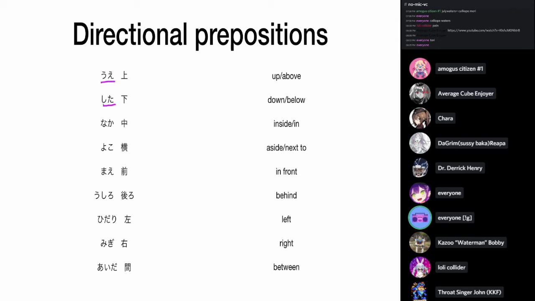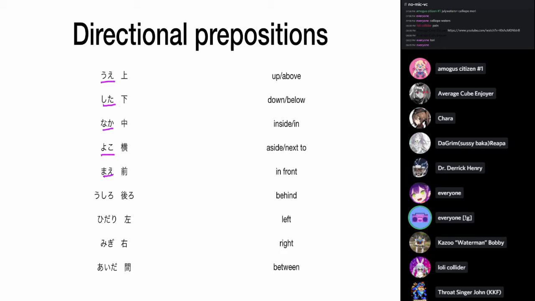Next word is naka. We already talked about naka, but I'm putting it back here in case you forgot. Also because it fits here. So naka is inside or in, within, depending on what you need to use. We have yoko. Yoko is besides, aside, next to, on the side of, whatever. Something that is next to something is yoko.